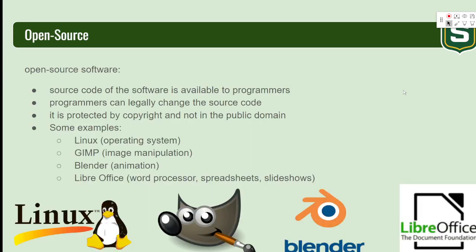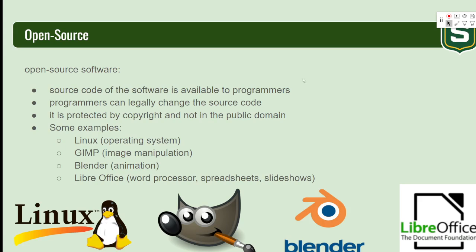And then, I mentioned open source. Open source means its source code is available to programmers. Because it's out there in the public, the source code changes. A lot of times open source software is pretty strong, but there's usually a learning curve. It ends up having a lot of features because people are able to add things in there and redistribute it. It's not officially in the public domain. It is still protected by copyright, but you can legally change that code.